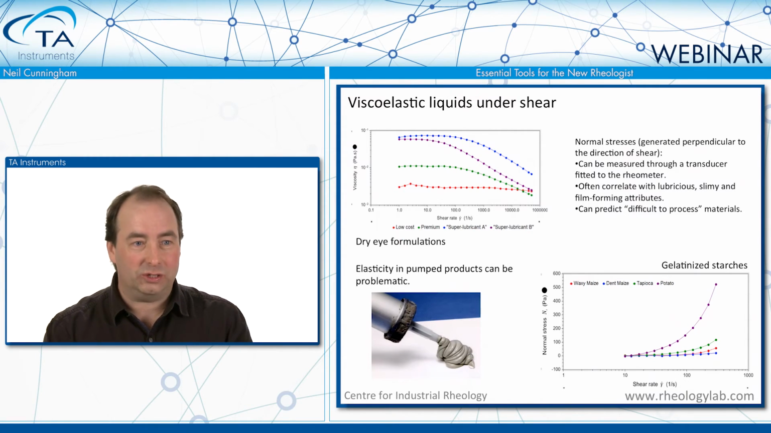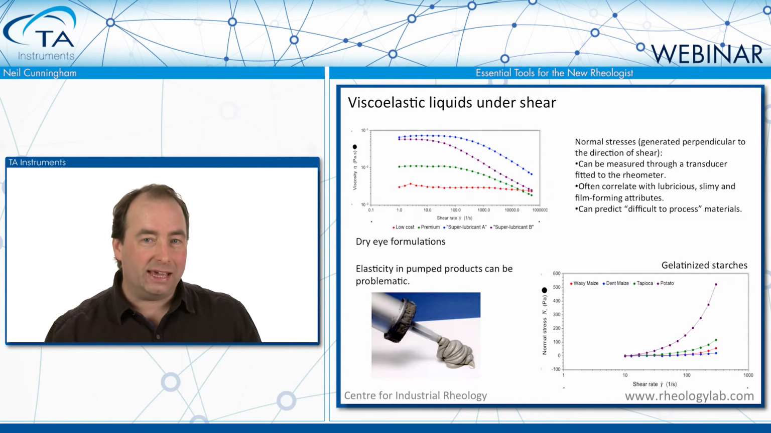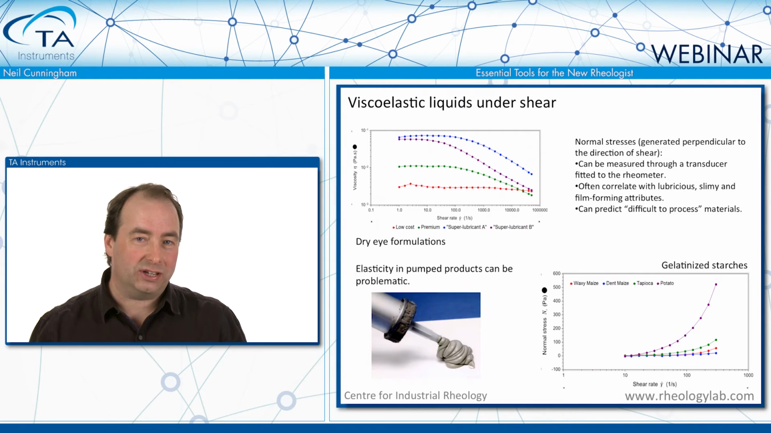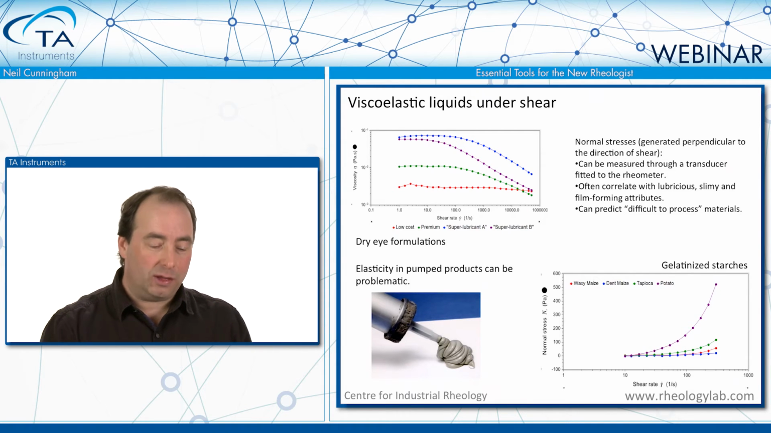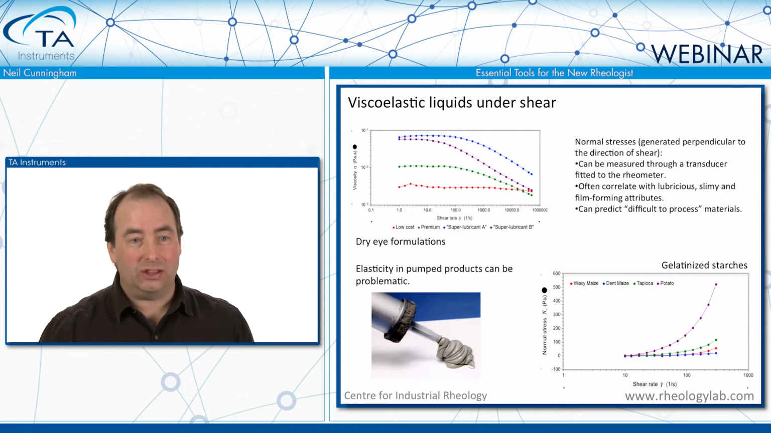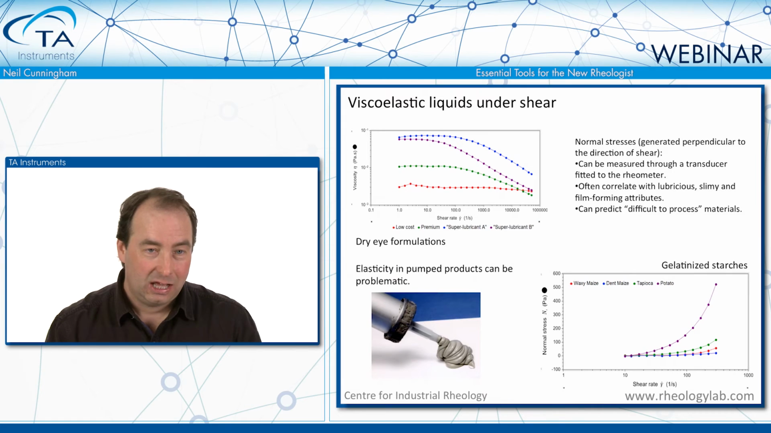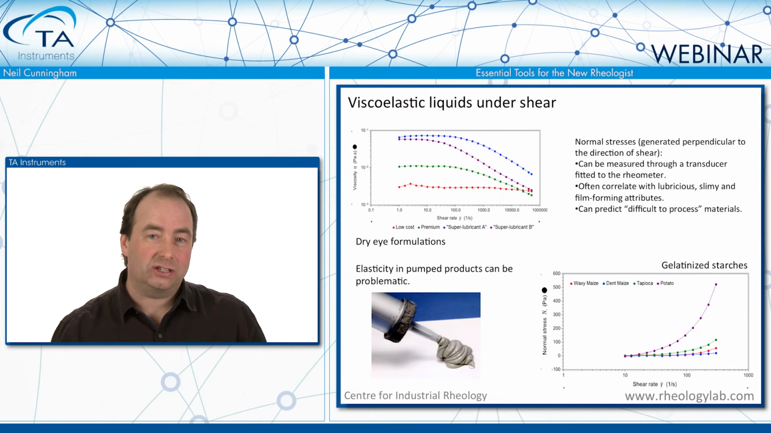They can cause some difficulties, and if you're trying to get material through nozzles or pumping and filling and those sort of processes, you're trying to make the material move quickly, then it's the onset of elastic behavior and the growth and the generation of these normal stresses can be quite problematic. And we can actually measure those normal stresses on the rheometer.